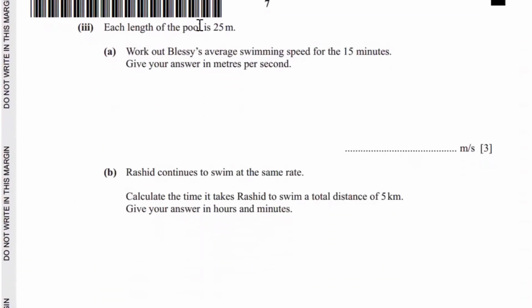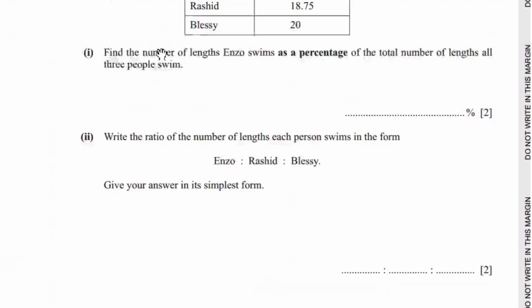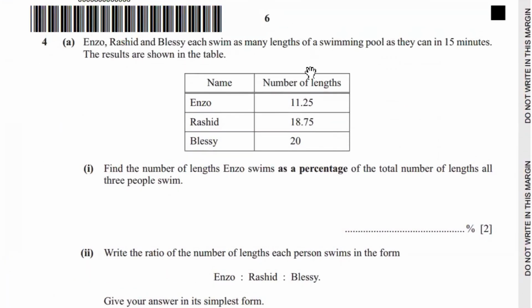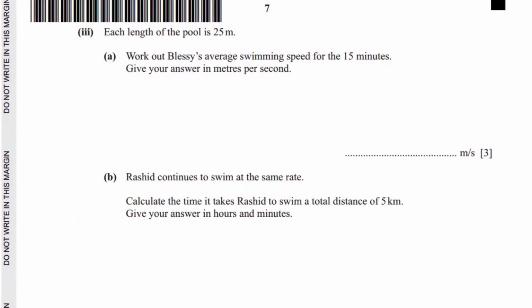Then it says each length of the pool is 25 meters. Work out Blessy's average swimming speed for the 15 minutes, giving your answer in meters per second. So since we're asking for Blessy's average swimming speed for 15 minutes, and the length of each pool is 25 meters, an important thing is that if you go back to the table, Blessy's number of lengths is 20. This is very important for this question when we're writing the total distance. This is for each length of pool.